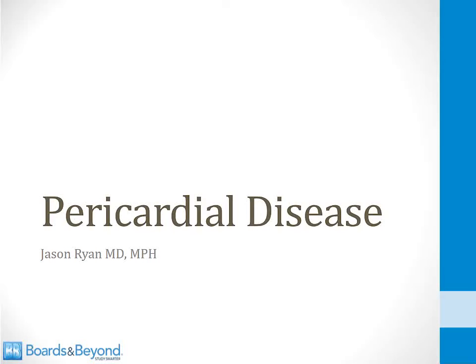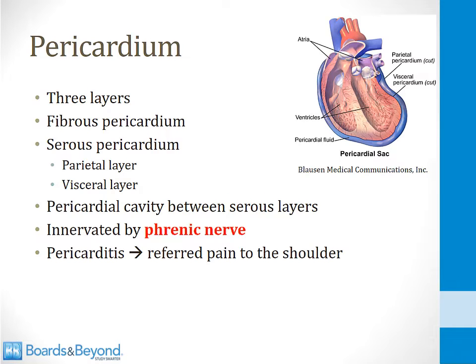On pericardial disease. The pericardium is the sac that surrounds the heart inside the chest, and it's made up of three layers. The outermost layer is called the fibrous pericardium. The inner two layers are collectively called the serous pericardium. The serous pericardium has two sublayers. One's called the parietal layer and one's called the visceral layer. The visceral layer is what surrounds the heart.